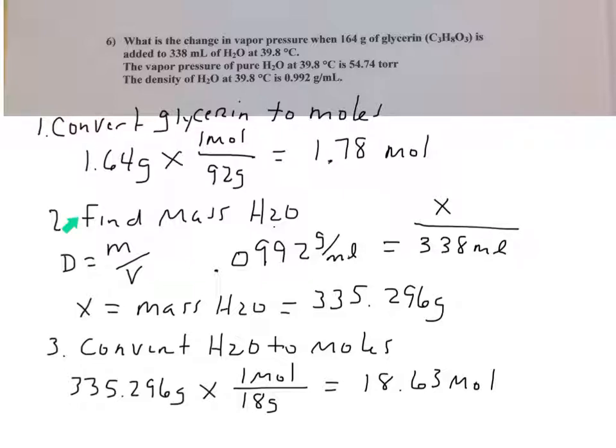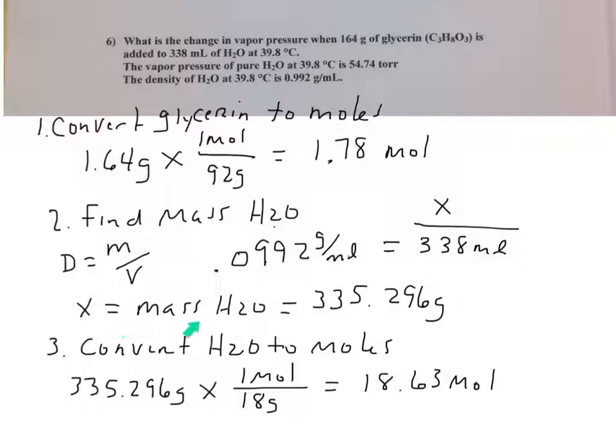We need to find the mass of water. However, we are not given that information. We're given information about the density. Now we know that density equals mass divided by volume, and we were given the density as 0.992 grams per milliliter. We were also given information about the amount of water that was used, and that was 338 milliliters. Again, notice that here we have our density, and notice that right here we had the milliliters of water. Now we will solve for x, and that will give us our mass.